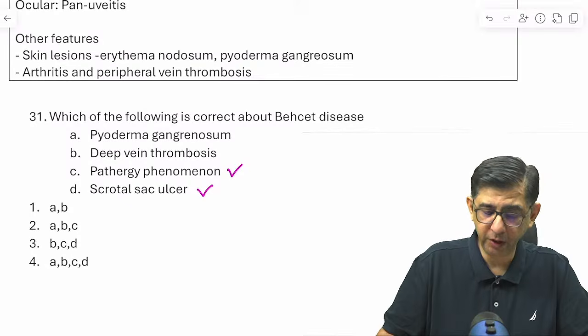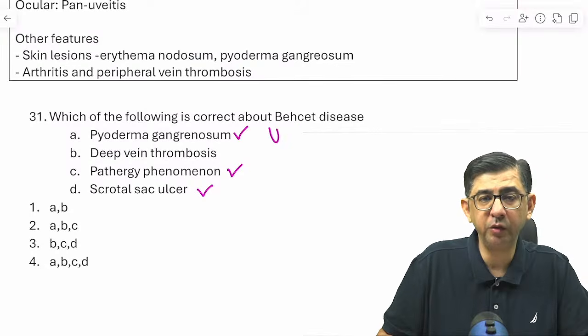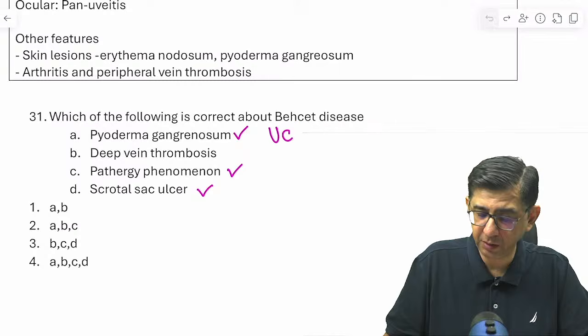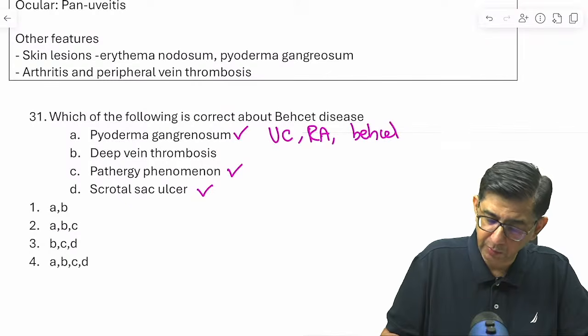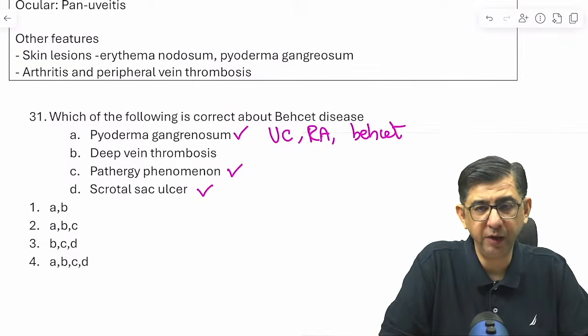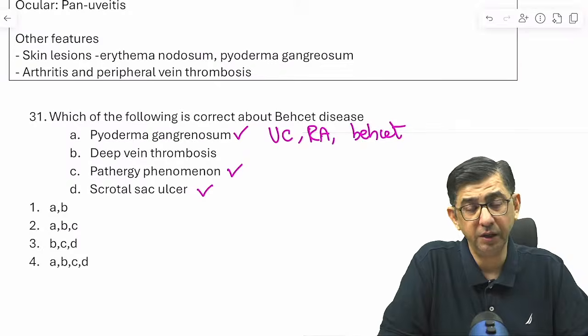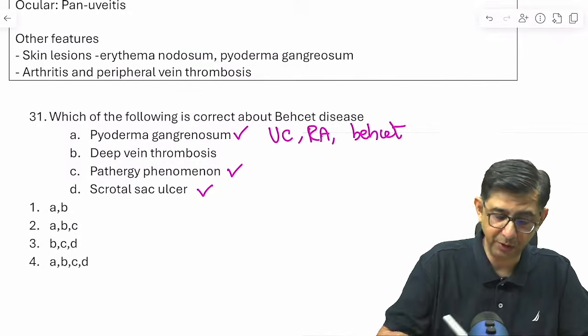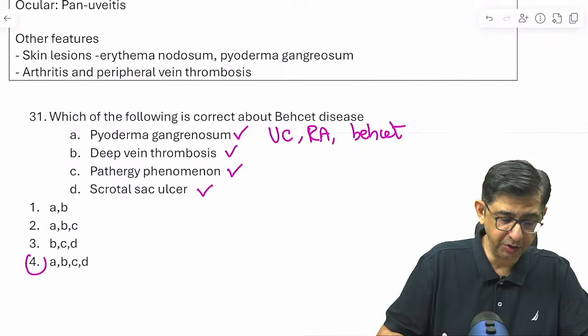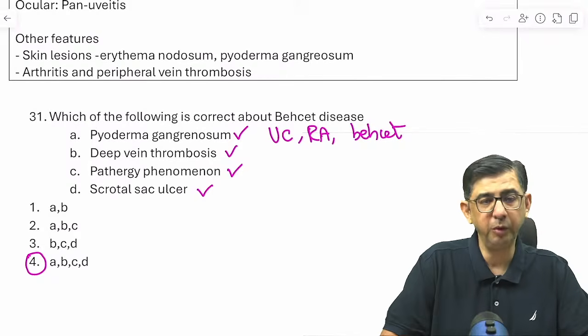Pyoderma gangrenosum, we read with ulcerative colitis and Crohn's, but we also read it with rheumatoid arthritis, and with Behçet's disease also. Behçet's will be having involvement of large blood vessels. It will also have involvement of the veins, that is, deep vein thrombosis is also present. All of these manifestations would be present. The answer for this would be option number D.